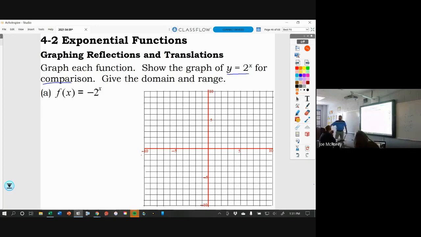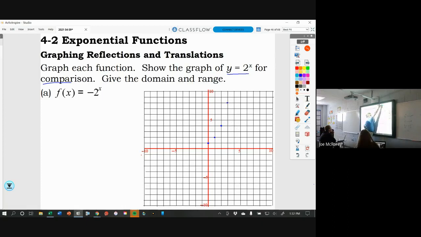Wait, I know one of the points. Ask me what one of the points are. Okay, give me a point. 0, 1. Plug in a 0. 2 to the 0 power is 1. 2 to the first power is 2. 2 to the second power is 4. 2 to the third power is 8.